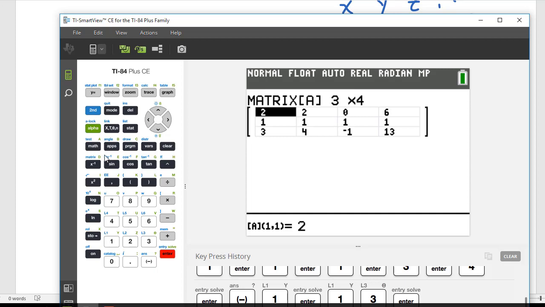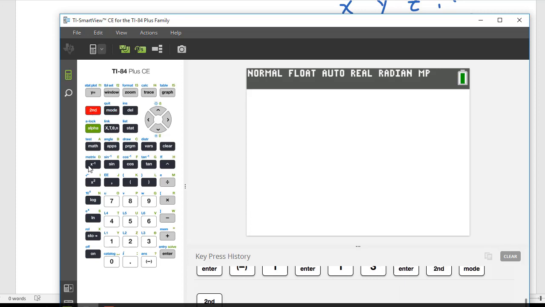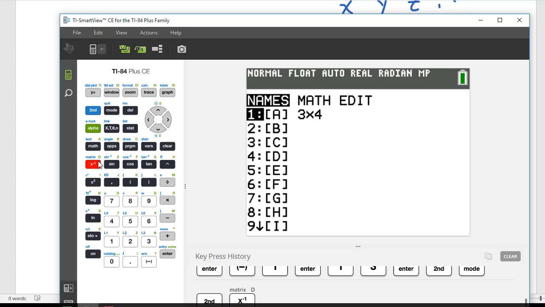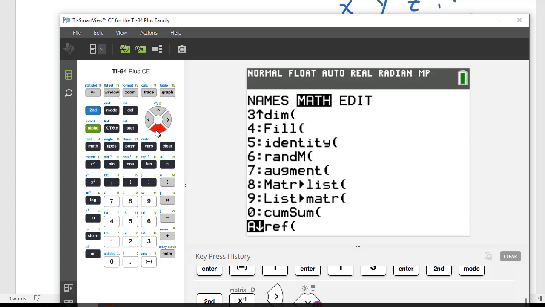The way that I'm going to do that, let me go back to my home screen. I'm going to do second mode, which takes me back to my home screen. Then I'm going to go back to the matrix menu. So I'm going to do second inverse, and I'm going to do some math. The first one I'm going to talk about is the row echelon form, and I forget what number that is. Here we go. It's letter A.